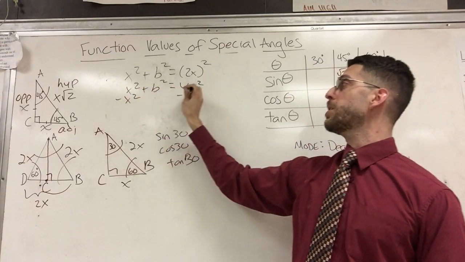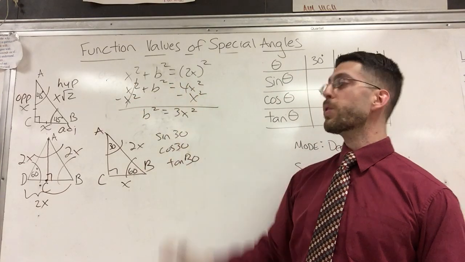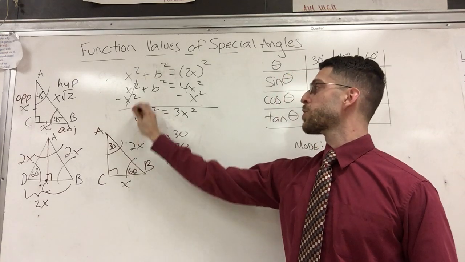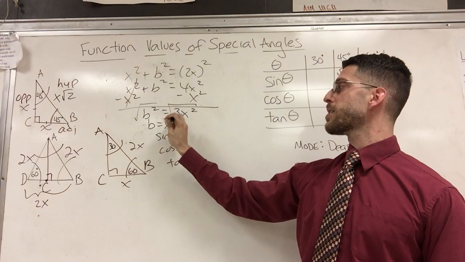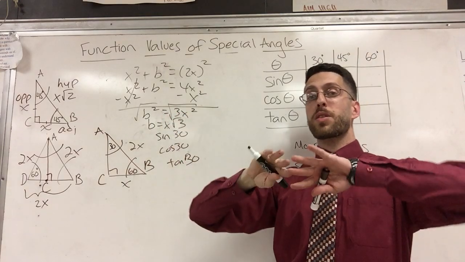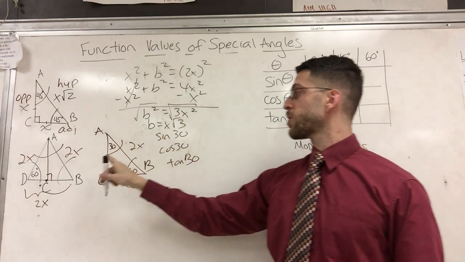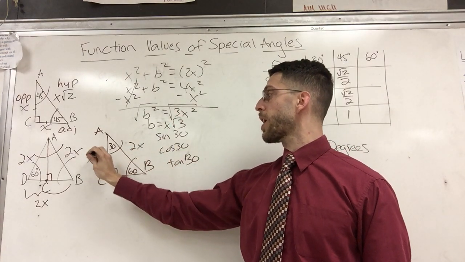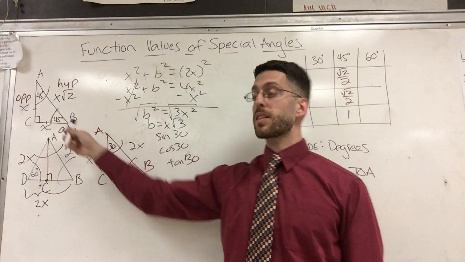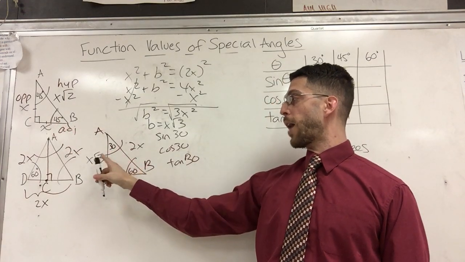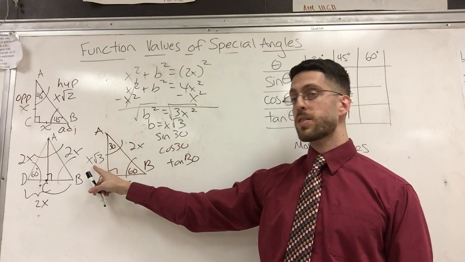I'm going to isolate the b squared by subtracting x squared on both sides. This gives me 3x squared, still not done. Square root, and b equals x radical 3, because I split up the 3 and the x squared, and this is a perfect square, but this is not. So now I'm going to go here and put x radical 3 on the third side. Then we're going to do what we did with the isosceles. Label it, for 30, so if 30 is up here, label it opposite, adjacent, hypotenuse.